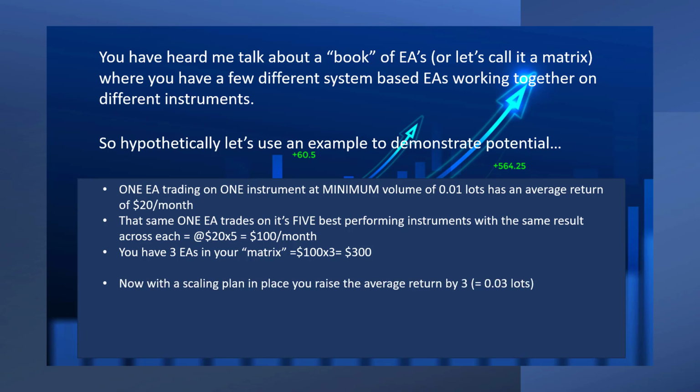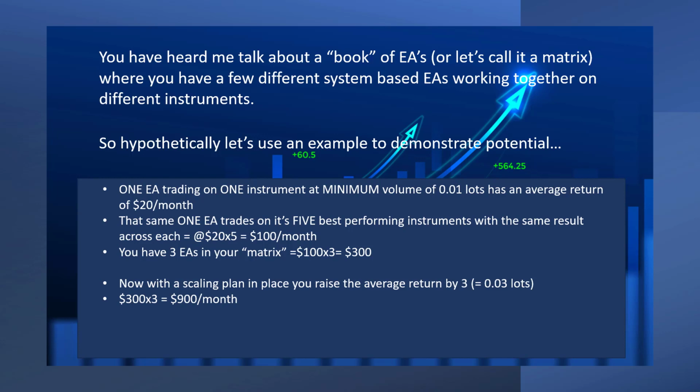Now, of course, one of the things we teach is a scaling plan. Once you have that established reliability, over a period of time, you can start to scale. And there's a plan that we will be giving to our students that shows people how to do this in a systematic and safe way. But what we do is we raise our average return by 3 by simply increasing the lot size. So rather than 0.01, we're increasing to 0.03 lots. Now, all of a sudden, of course, we're 300 times 3 at $900 a month.